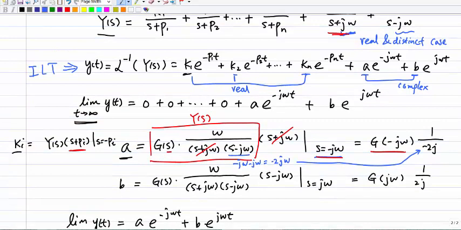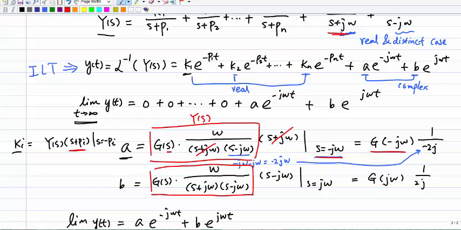So b is found with the same approach. Again, this portion is Y(s) times (s minus jw), evaluated at s being jw.